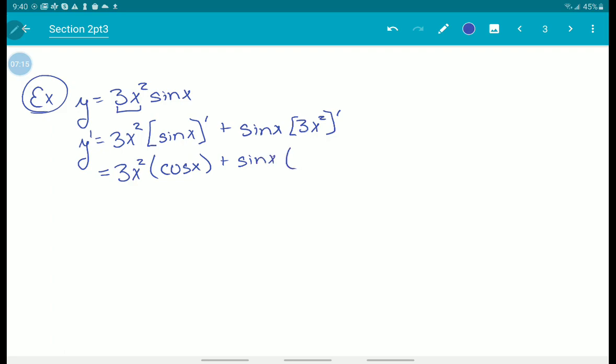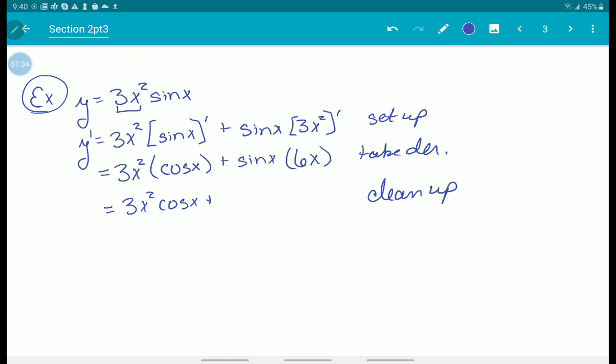The derivative of 3x squared is going to be 6x. And now we're going to clean it up. So this is setup. Take derivatives. And then clean up. So I've got 3x squared cosine of x plus 6x sine of x.